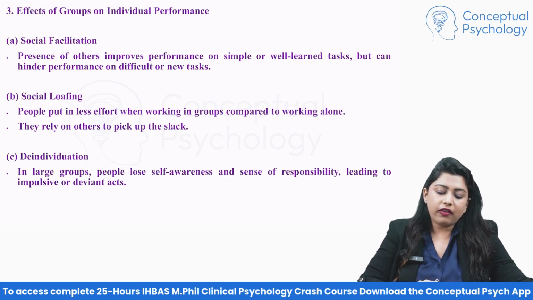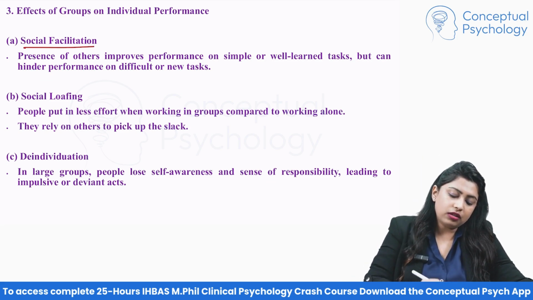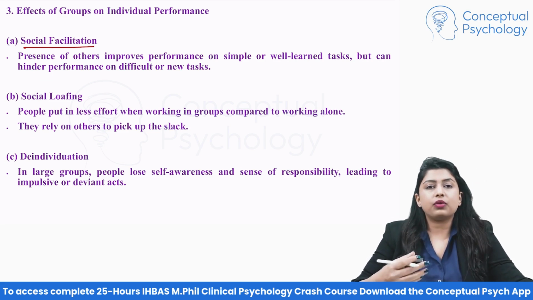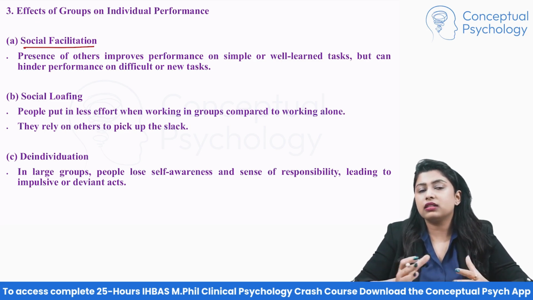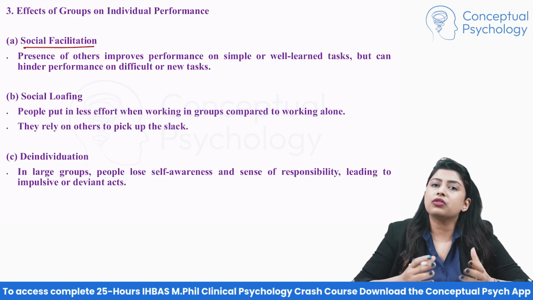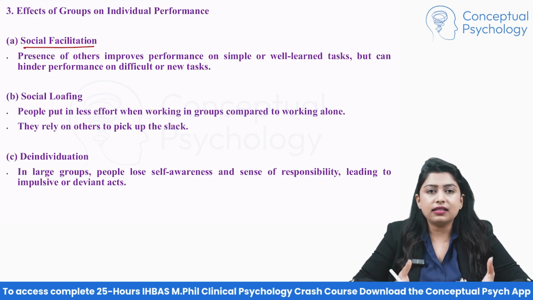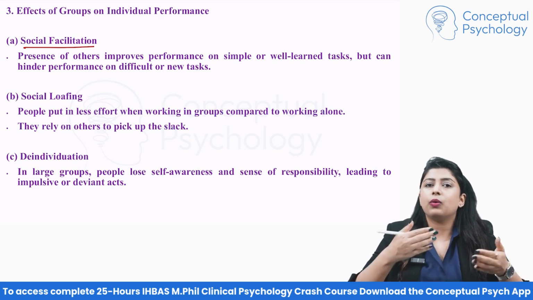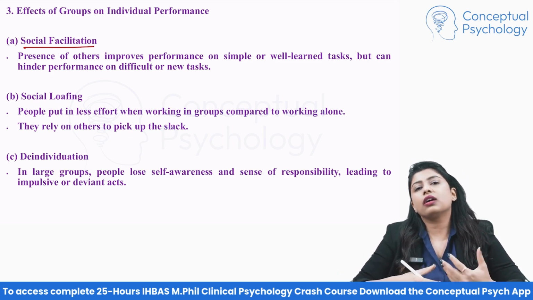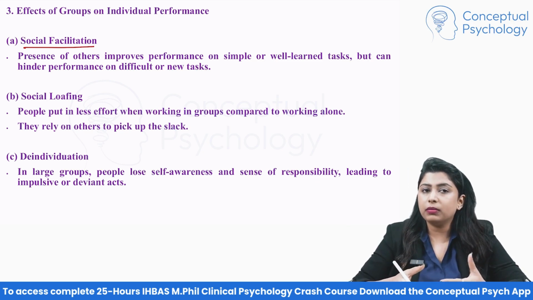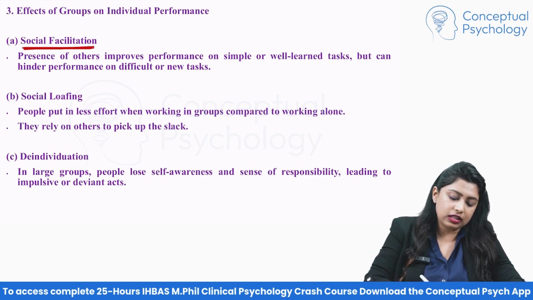Now, what is the effect of groups on individual performance? The first is social facilitation, where the presence of others improves performance on simple or well-learned tasks, but can hinder performance on difficult or new tasks. What is the example here? Cyclists ride faster in racing when they do it with others than alone. A child may struggle more with a tough math problem if classmates are watching. So that is social facilitation.